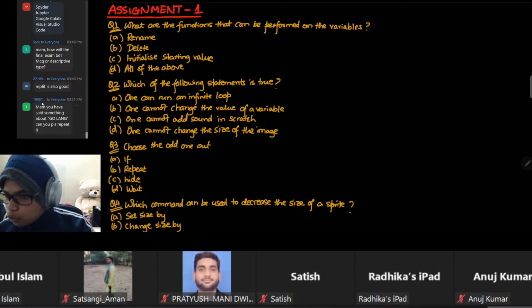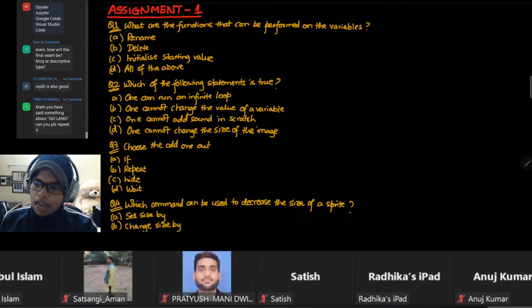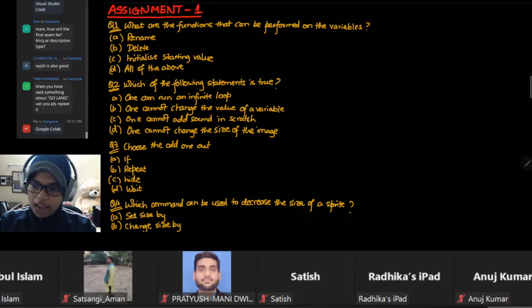You have said something about Golang. No, I have not said Golang. I have said Google Colab. Let me type it again. Google Colab is also where you can write Python code. Why is it called Colab? Because you can collaborate. It's based on collaboration. You can collaborate with other people through Google Drive. I did not say anything about Golang.